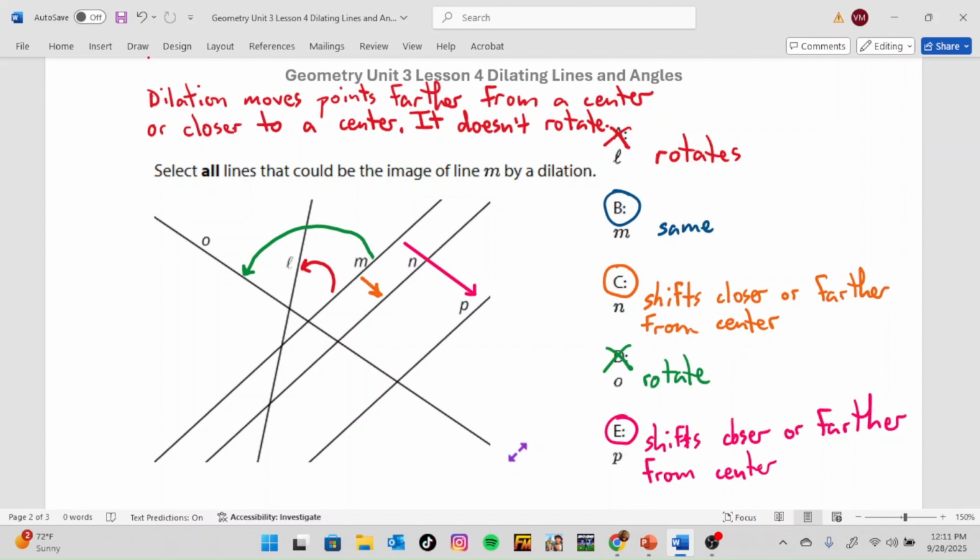So even if we're talking about a straight line, we can still tell a dilation because the dilation is simply going to move points towards the center or away from the center. It's not going to rotate the shape.